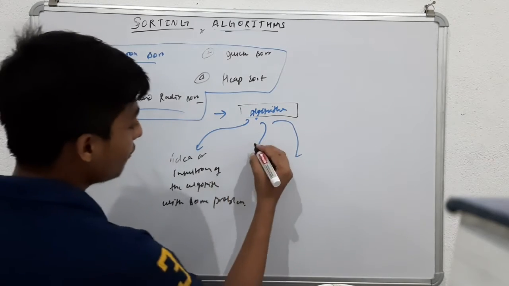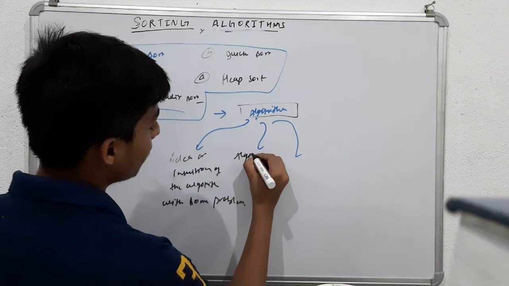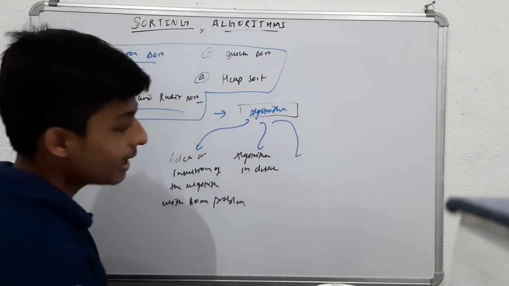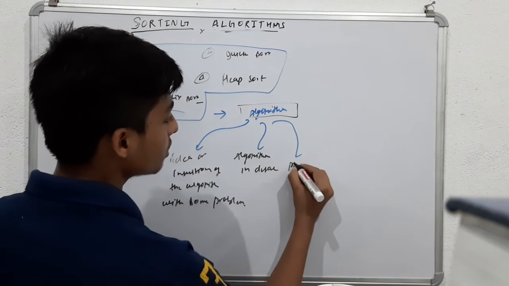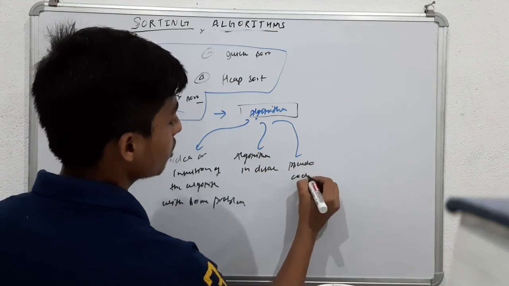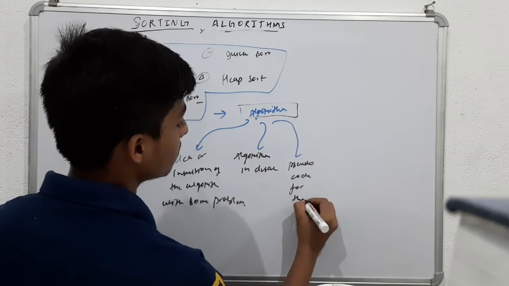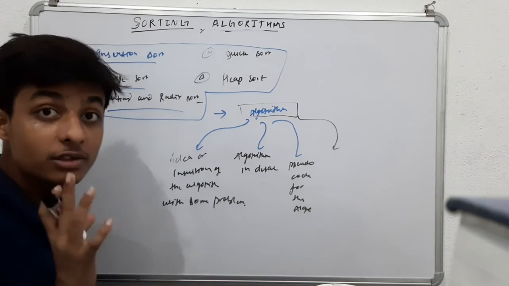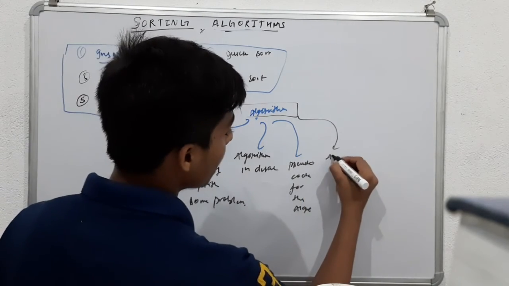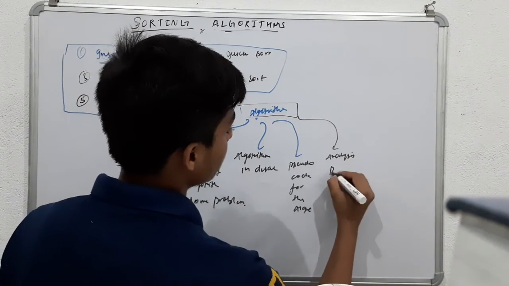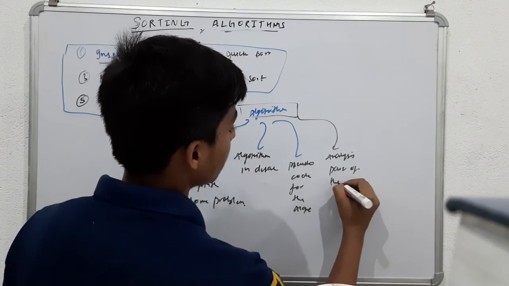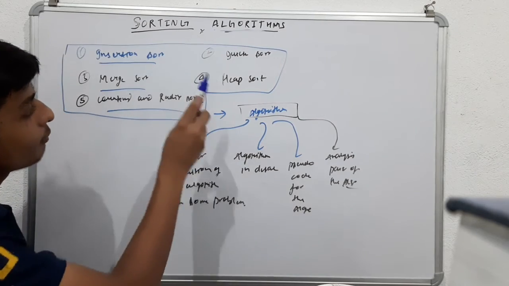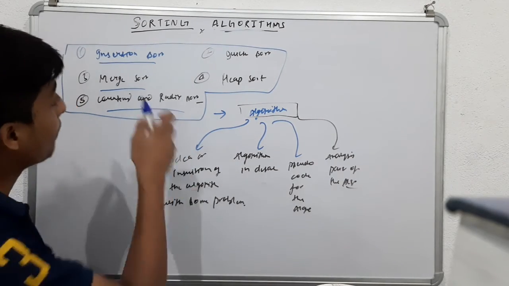Next we'll have the algorithm itself. We'll study the algorithm in detail. Next we'll write the pseudocode for the algorithm. And finally we'll do the analysis part of the algorithm, which is very important. So these are the main steps that we will be following to learn a particular algorithm.